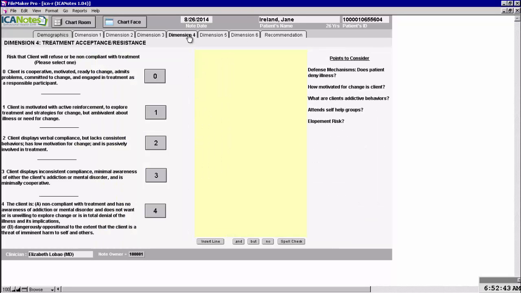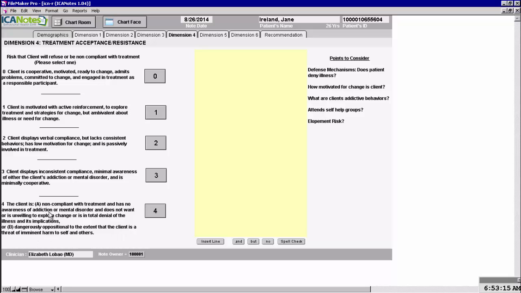Under here, on Dimension 4, treatment acceptance or resistance. Once again, patient's compliant or open to the suggestion. Down here at number 4, you're given two choices. Number 1 saying A, the patient is non-compliant with treatment, has no awareness of their addiction or mental disease, and is not willing to change or is in total denial. Or this patient is dangerously oppositional to the extent that the patient or the client is in threat of imminent harm to self or others.